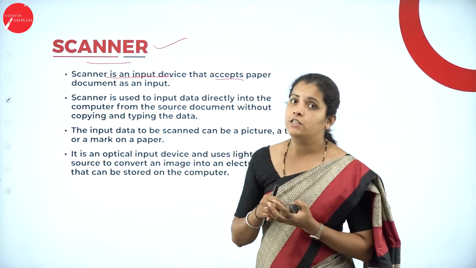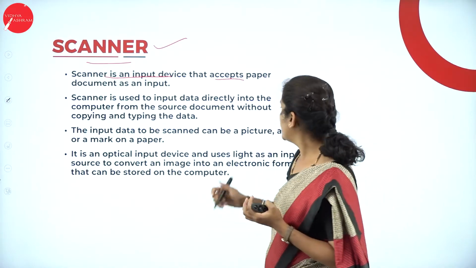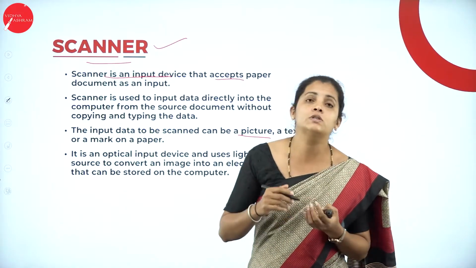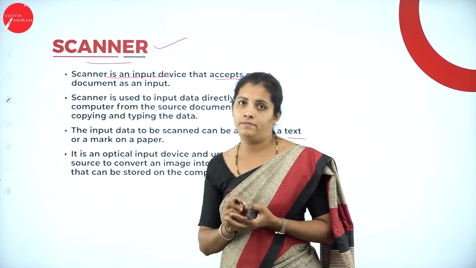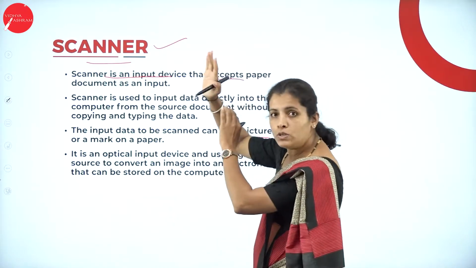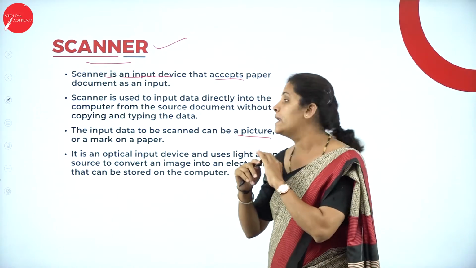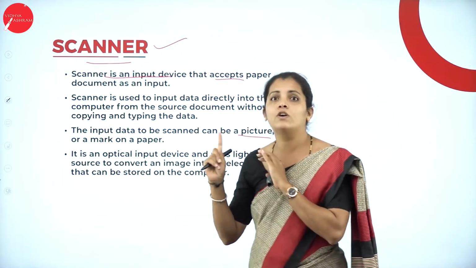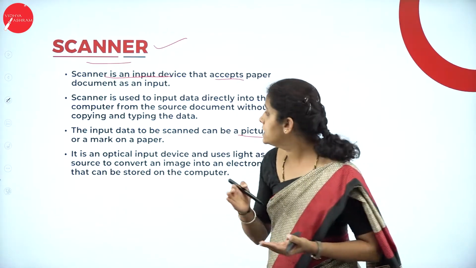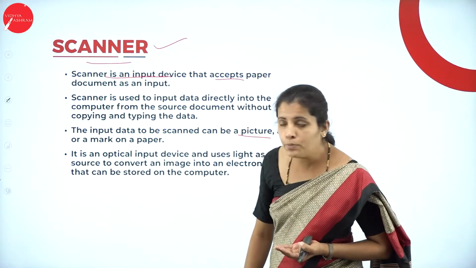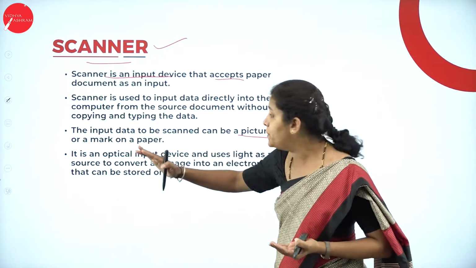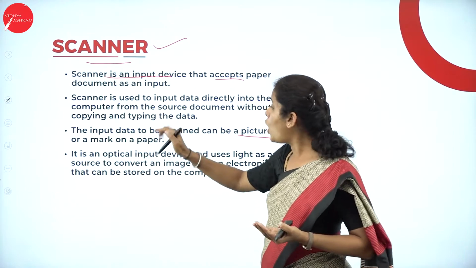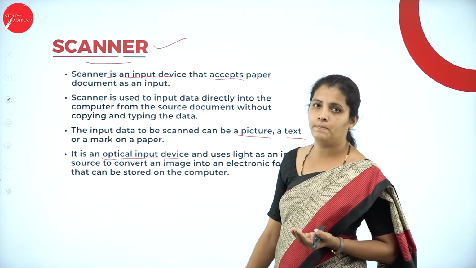Then what are the things you can scan? You can scan pictures, text, and marks on the paper. So by using a scanner, the user can scan images, text and marks on the paper. Dear students, here the scanner is an input device. It is an optical input device.